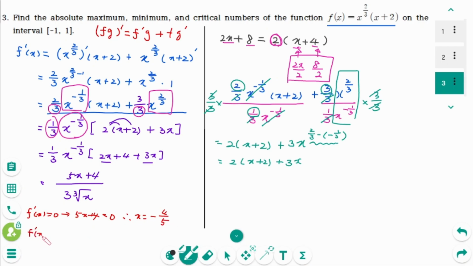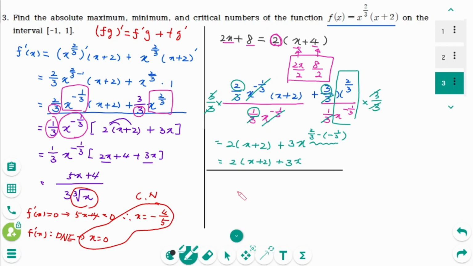F prime of x does not exist when the denominator equals 0, and these are the critical numbers. The number line is here, from minus 1 to 1 because of the domain. And f prime of x, then minus 4 over 5 and 0.